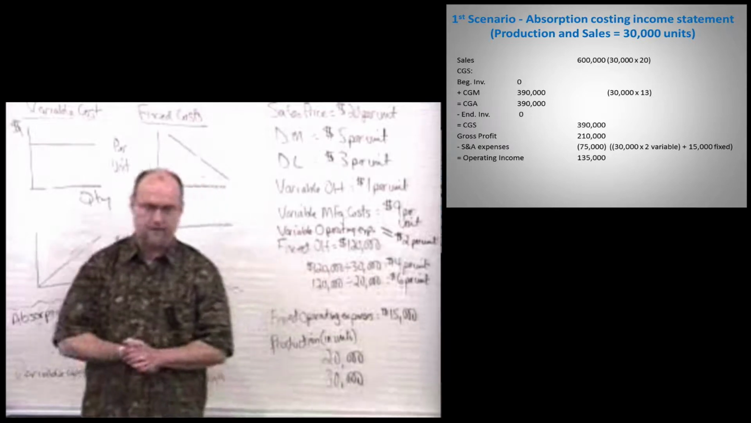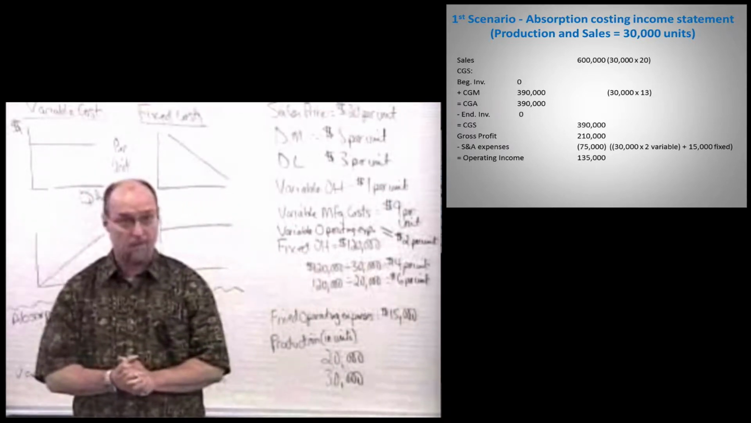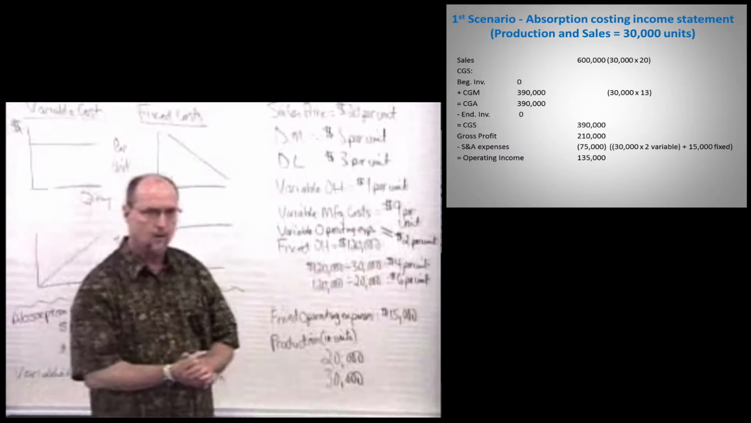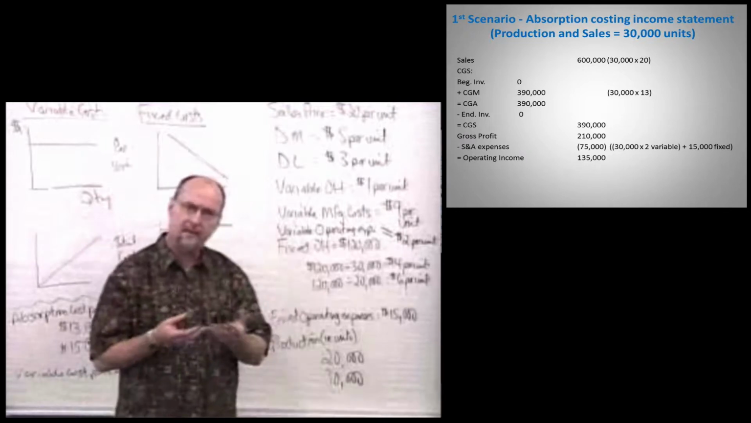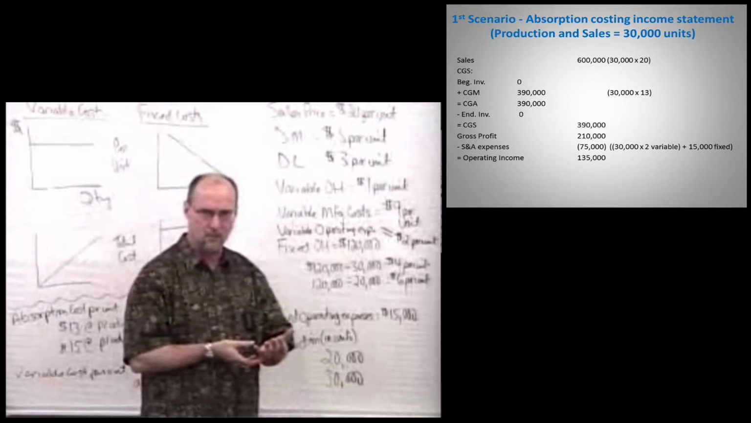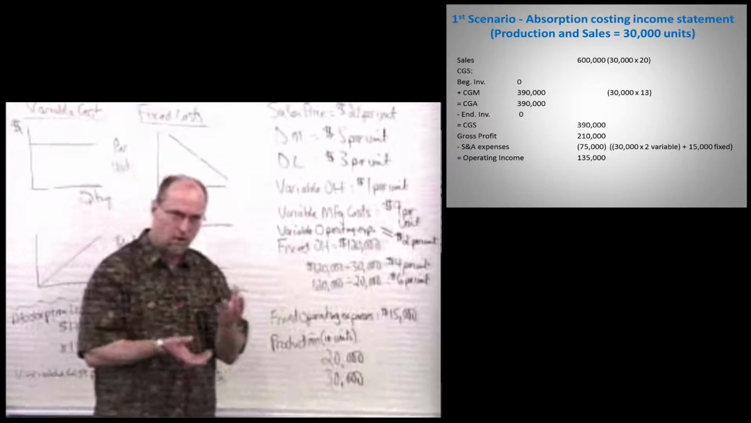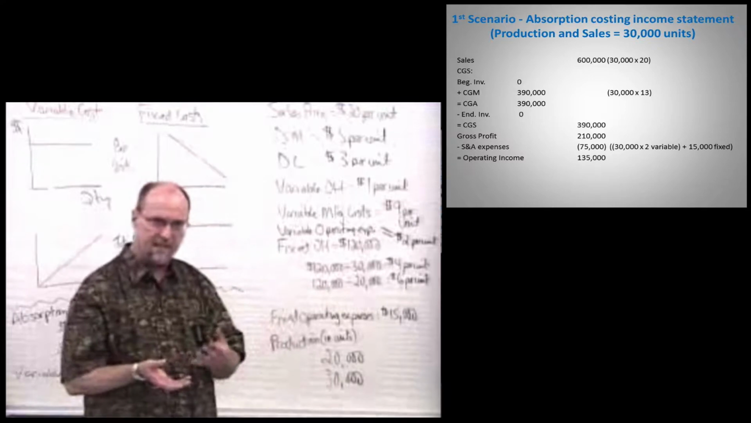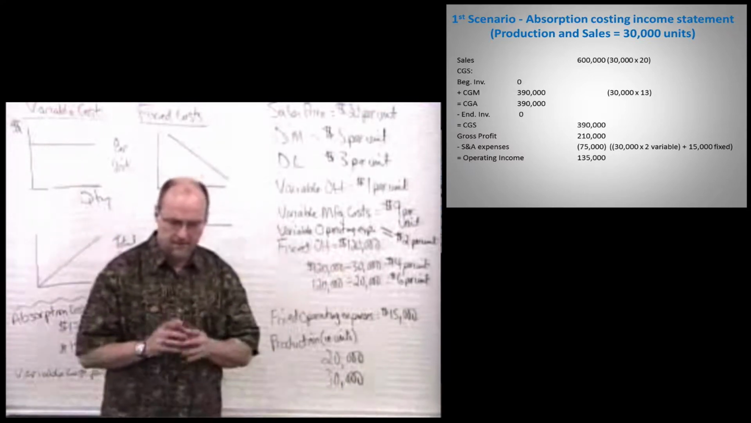Okay, so in our first scenario, where production and sales are both 30,000 units, we're going to see that whether we look at absorption or variable, our income will be the same amount. And that's because we don't have any inventory to deal with. We'll have inventory to deal with in the other two scenarios, and that'll cause our product cost to be different and therefore our income on the income statement to be different. All right, so let's take a look at this slide here.